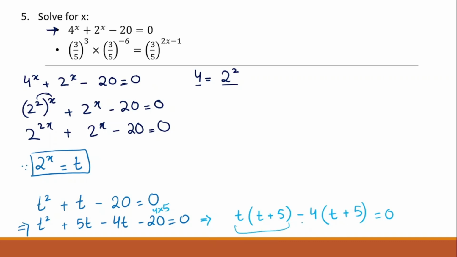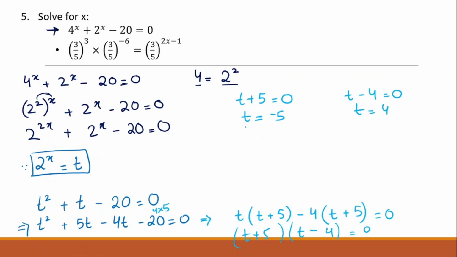So this is the first term, this is the second term. Now you can basically take t plus 5 as common. So t plus 5, and in the first term you are left with t, and in the second term, with the negative sign, you are just left with 4, equals 0. So there are two terms: t plus 5 equals 0, and t minus 4 equals 0. So t equals negative 5, t equals positive 4.